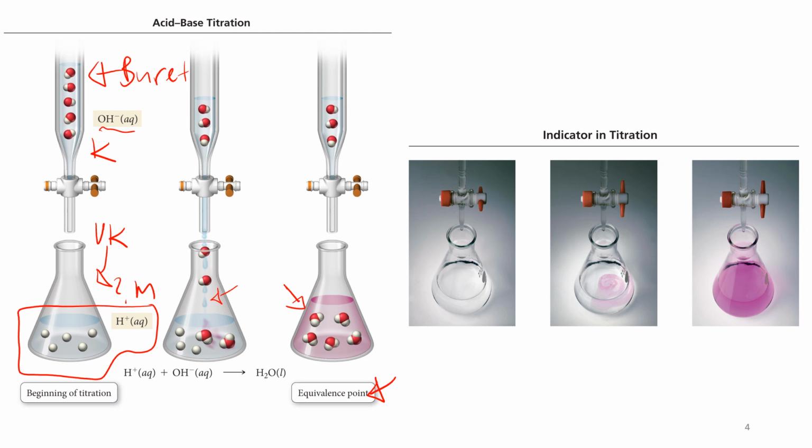You'll keep adding, and it'll flash pink as you're adding. You see that base dripping in there. You'll see some flashes of pink, so it's getting closer and closer to the equivalence point. And finally, when you reach that pink, that means that you have reached the equivalence point.